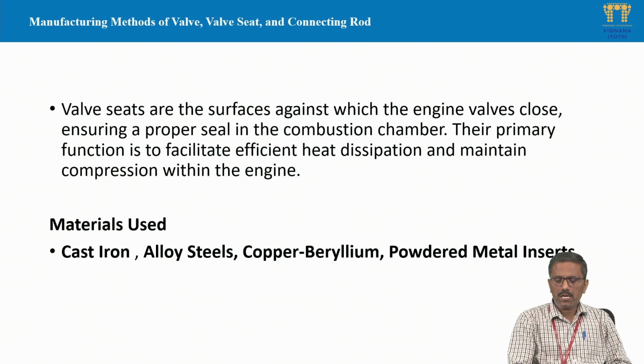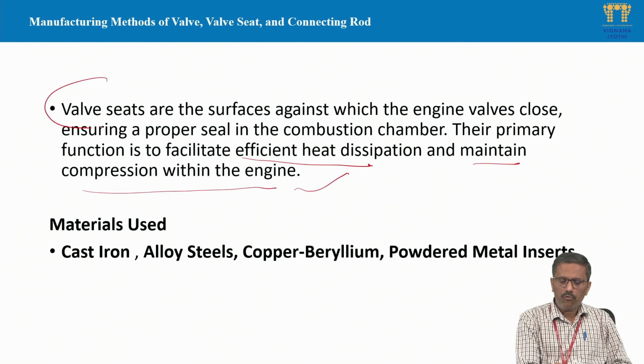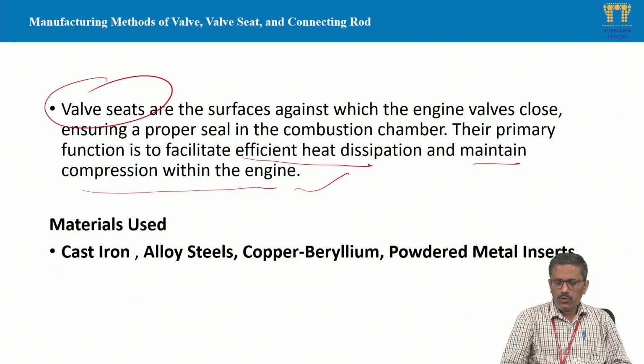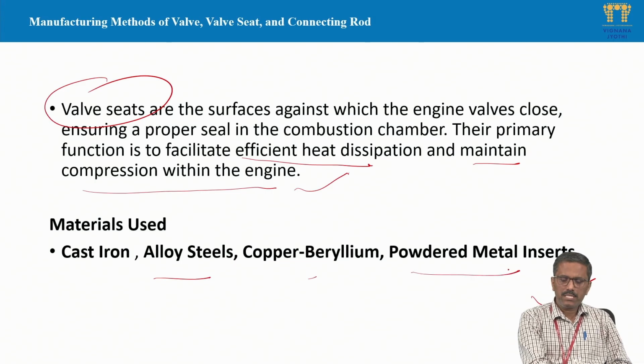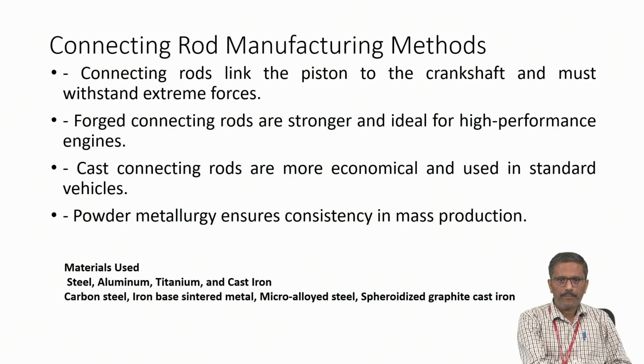So valve seats are the surfaces against which each engine valve closes, ensuring the proper sealing in the combustion chamber. The primary function is to facilitate efficient heat dissipation and maintain the compression within the engine. So that's the purpose we use a valve seat. The materials used for valve seats are cast iron, aluminum steel, copper and beryllium, and powder metal inserts. So these are the different manufacturing methods for valve seat.